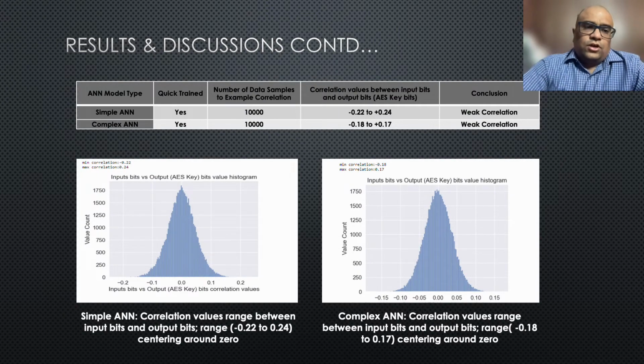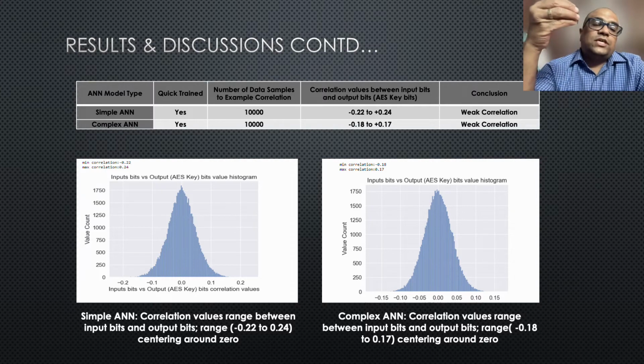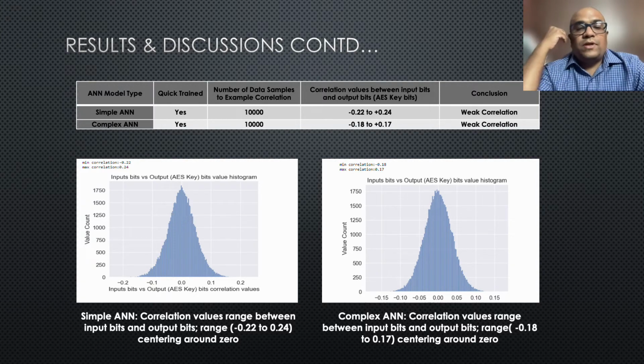So coming to the correlation, there is a very weak correlation between the inputs and the output bits, which are AES key bits after conversion of raw ANN output values. The simple ANN has a range of -0.2 to +0.24, with most of the values in a normal distribution centering around 0. The complex ANN after 1 lakh iterations, on a 10,000 sample, has a correlation of -0.8 to +0.17, which is even weaker because it has more layers to compute the final outputs.